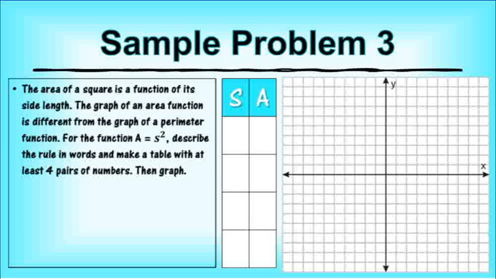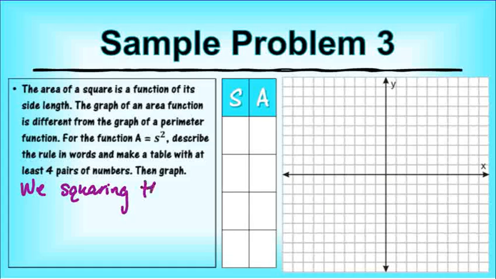Next problem. The area of a square is a function of its side length. The graph of an area function is different from the graph of a perimeter function. For the function a equals s squared, describe the rule in words, make a table with at least 4 pairs of numbers, and then graph. So what are we doing with our function? We are squaring the input, or you can square the side length.